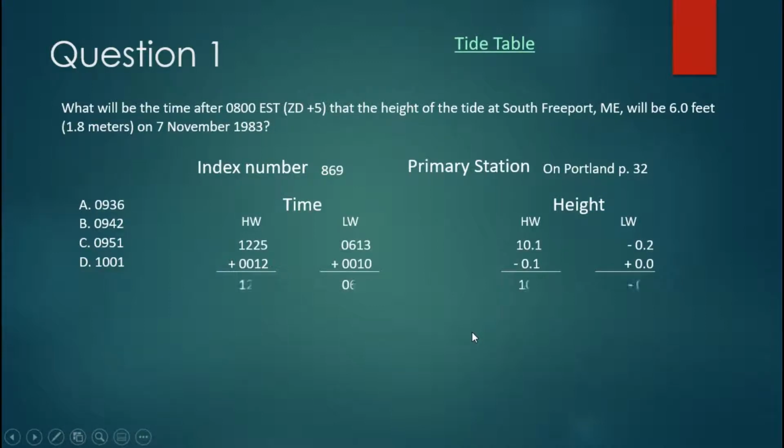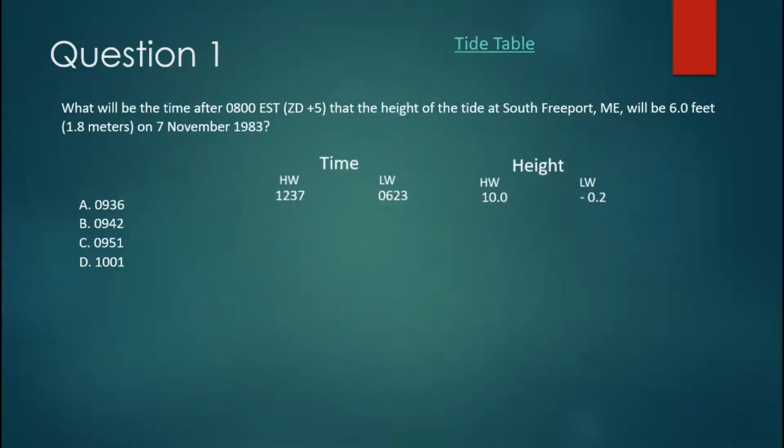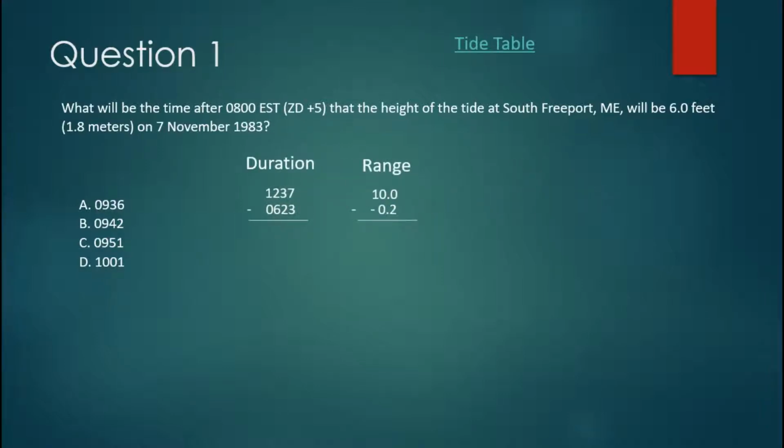And we'll do the arithmetic and check our zone description in the problem, which is plus 5, so there's no zone correction. And now we have our times of high water and low water and our heights of high water and low water. And just like in the previous lesson, we'll need to get our duration and our range. Our duration happens to be 6:14, and our range, we're subtracting a negative, which is actually adding. We get a range of 10.2.